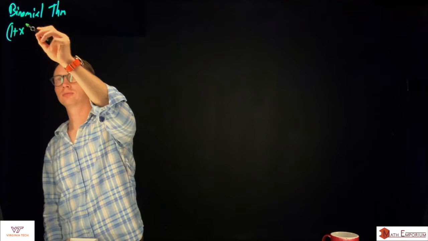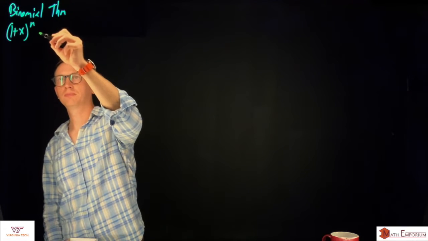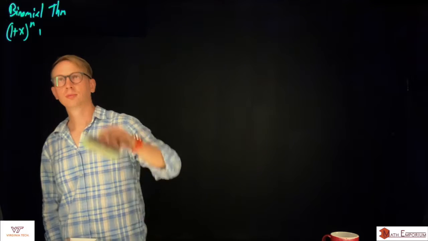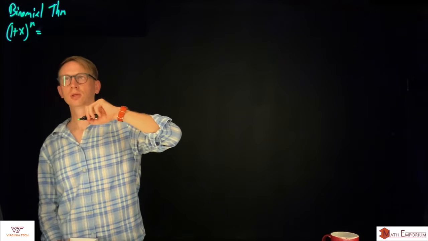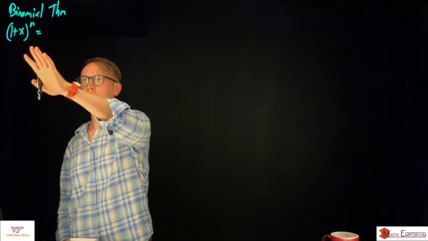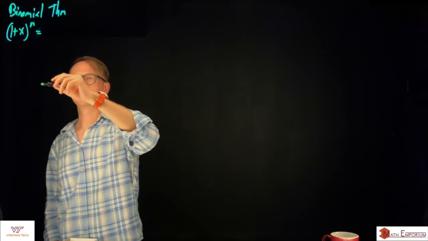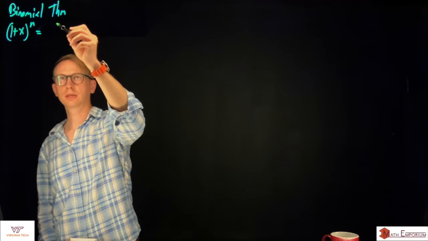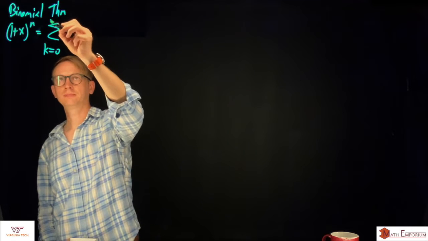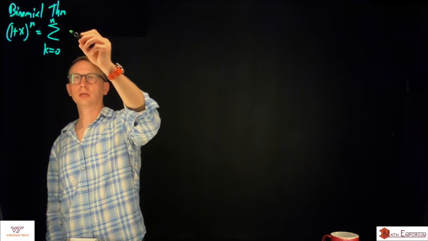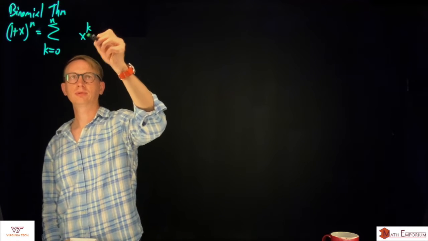If I had a lot of extra room, I'd write out some extra words here, but I'll try to keep things concise where I can. So what it does is it claims what the expansion of (1 plus x) to the n is. It's a summation from k going from 0 to n of n choose k, x to the k powers, right?